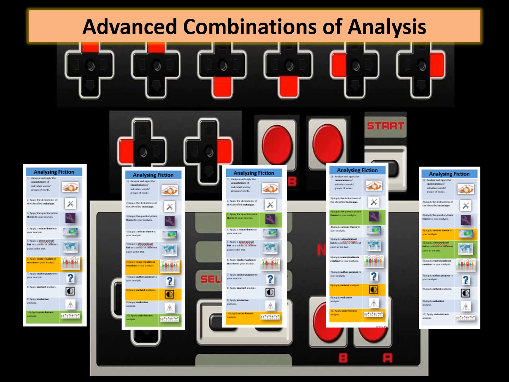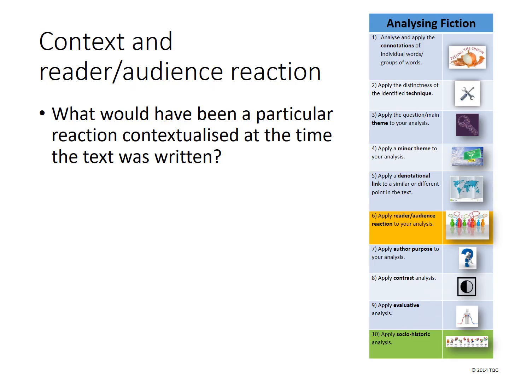And the reason why I've chosen this is because when you're aware of different combinations of analysis, you can really make your analysis sophisticated in a simple fashion, which is really important. And I've identified here one, two, three, four, five different types of combinations. Of course, like with all things, more exist. So the first combination is context and reader or audience reaction.